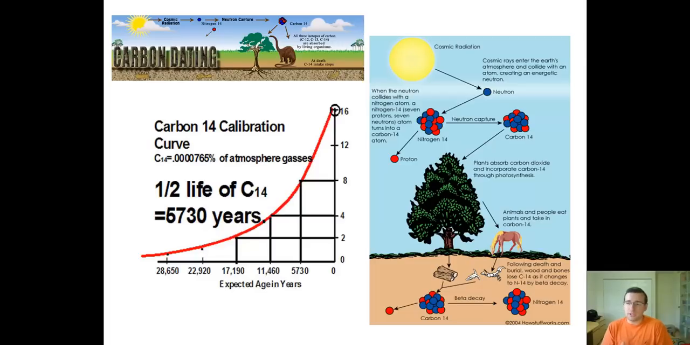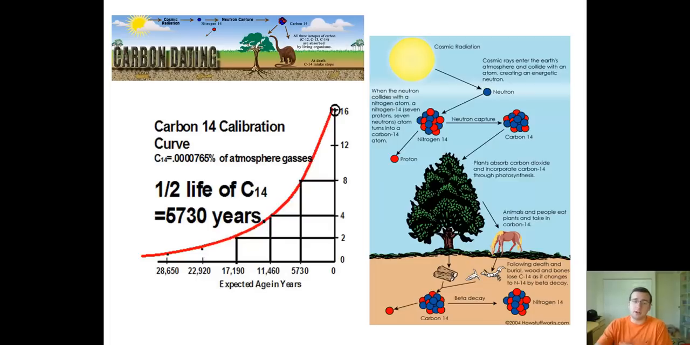But unfortunately, because the amount of carbon-14 in the atmosphere is so small, it's only 0.0000765. After 3 or 4 half-lives, there's so little carbon-14 left in the carcasses that you can't really use this to date things anymore. So it's only very reliable for things up to about 20,000 years. Anything past that, you cannot use carbon-14 dating reliably anymore.